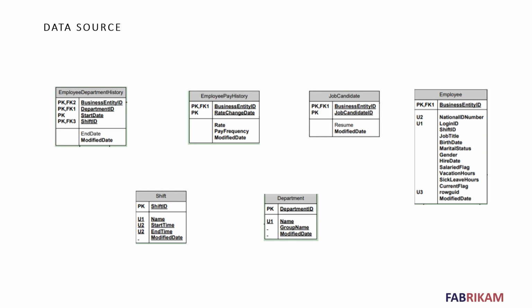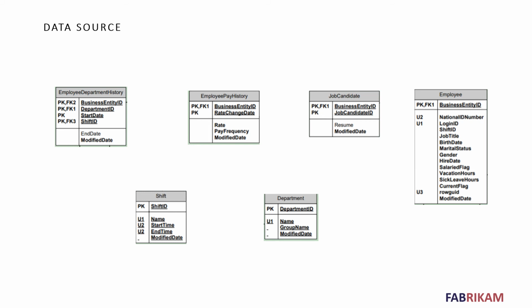in employee we have 1 primary key and 1 foreign key, and also we have 3 unique. In primary key and foreign key we have business entity ID. The data type of business entity ID is numerical or integer. And then for national ID number, login ID, and SIF ID, the data type of all three of them is numerical or integer. Job title is varchar or categorical.